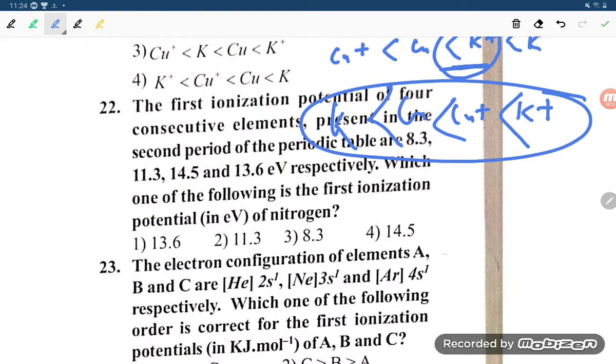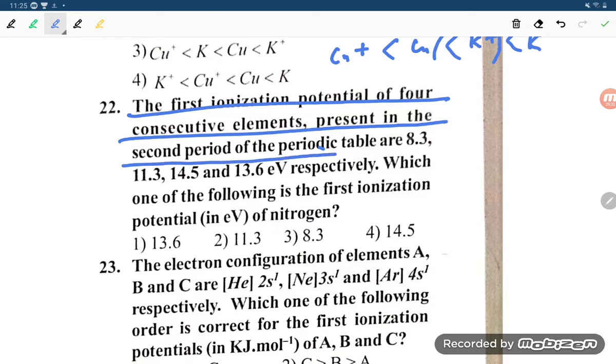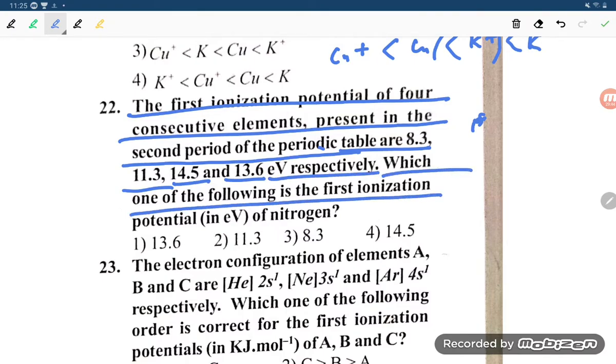Now let us move to question number 22, student. What is question number 22? They say the first ionization potentials of 4 consecutive elements present in the second period of the periodic table are 8.3, 11.3, 14.5 and 13.6 electron volt respectively. Which one of the following is the first ionization potential in electron volt?